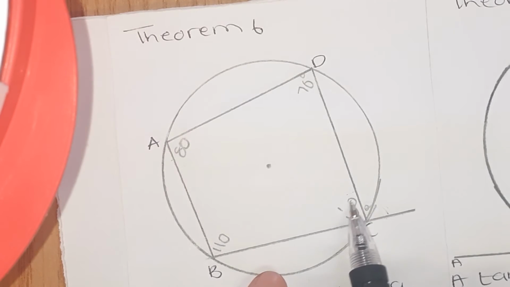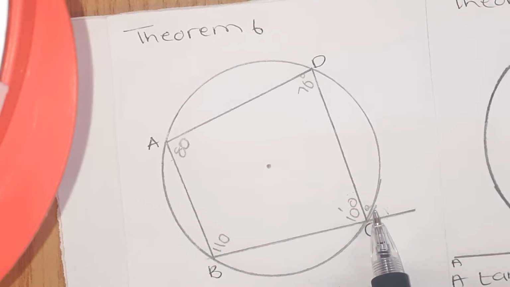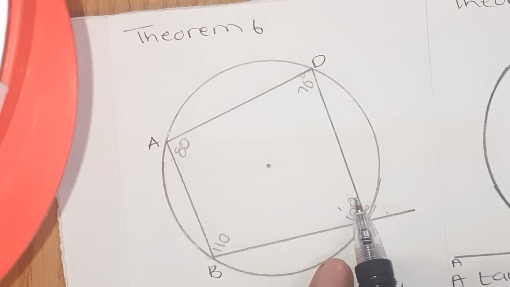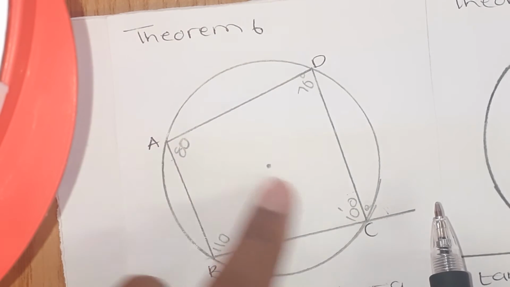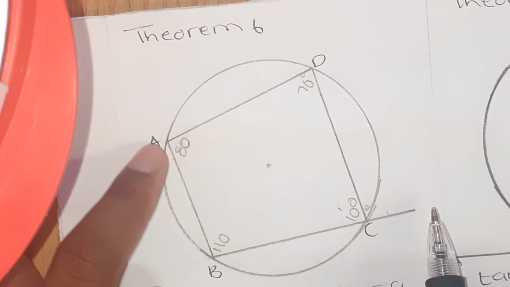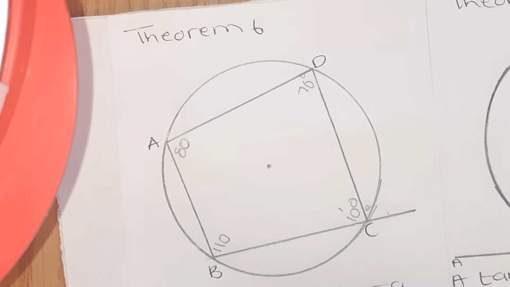And another thing, these two angles should add up to 180. So if you have 100 here, you can find this one. And then when you found this one, you can have this one. Or even if you have this one, you can still find this one, because opposite angles of a cyclic quadrilateral should add up to 180, right?